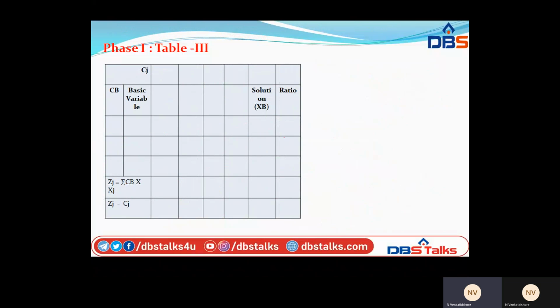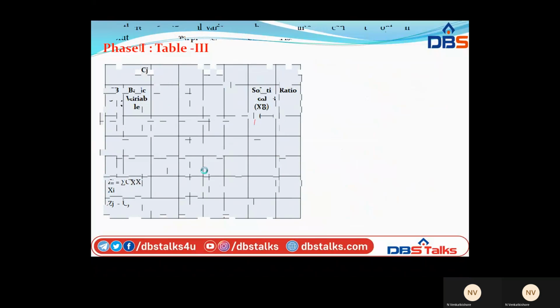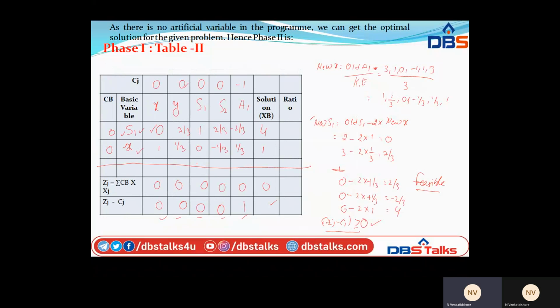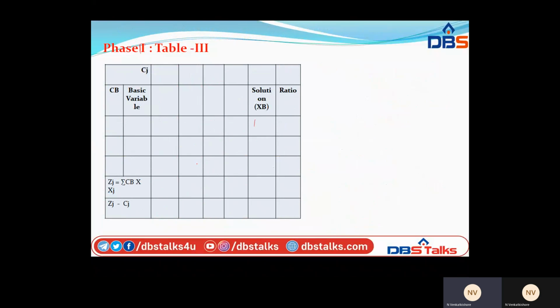Next, what is table three? Table three is for phase two. This is not phase one. We have ended phase one there, and we need to go for phase two. So what does phase two mean? You just copy the previous table values as they are, except the objective function. Since the previous objective function has ended, we need to write the new objective function.